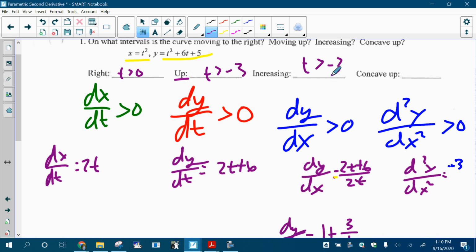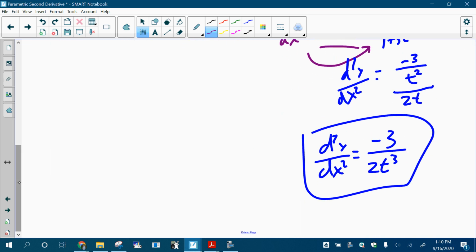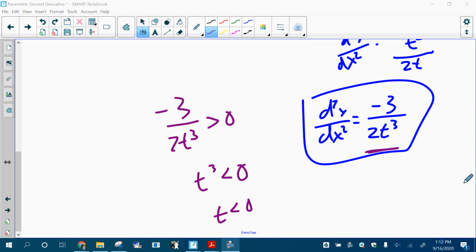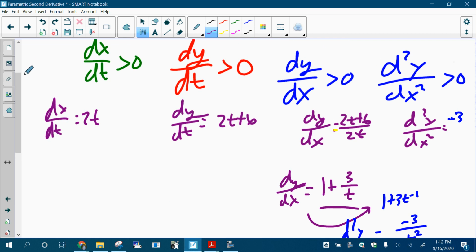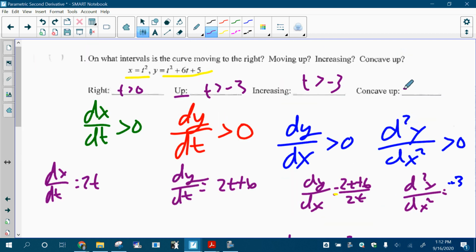And then when is it concave up? When is this thing going to be positive? Here's my little inequality. I'm trying to figure out when this is greater than 0. Well, when is negative 3 divided by 2t cubed going to be greater than 0? In order for this to be positive, the numerator is negative, so the denominator needs to be negative. So when is t cubed less than 0? When t is less than 0. And it'd be nice maybe, too, to write these in interval notation. So when t is less than 0, in other words, where t is between negative infinity and 0. Or we could write t is less than 0.